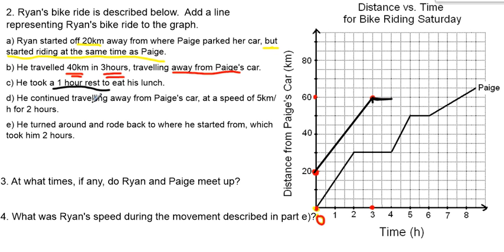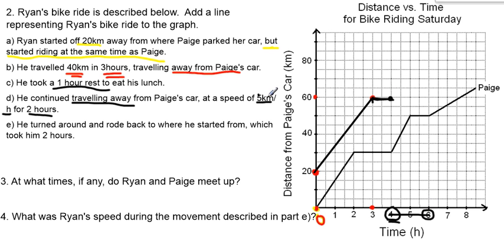Then what? He continued traveling away from Paige's car. So we know that it's going to increase. It's going to go up on the graph. Distance is increasing at a speed of 5 kilometers per hour for 2 hours. So we know that this is the point. So we're talking about what happens after this point, which is the 4 hour mark. We know that he's traveling away at a certain speed for 2 hours. So we know that my next interesting point is going to happen at 6 because that's 2 hours later. But how far does he get in 2 hours? Because I'm not really sure.